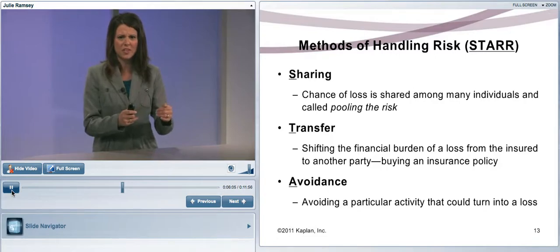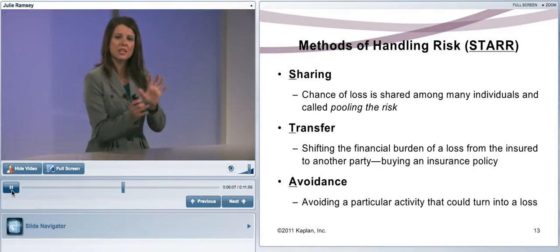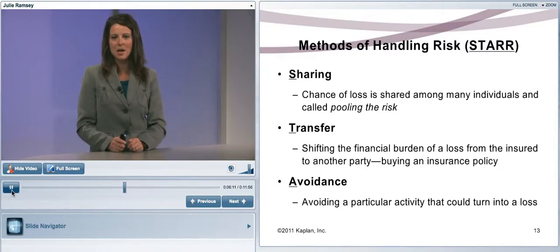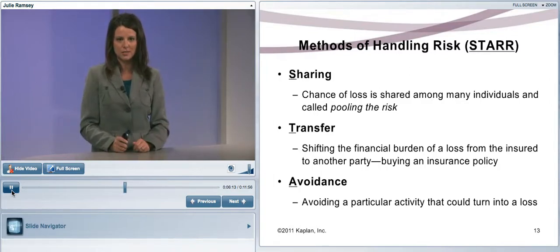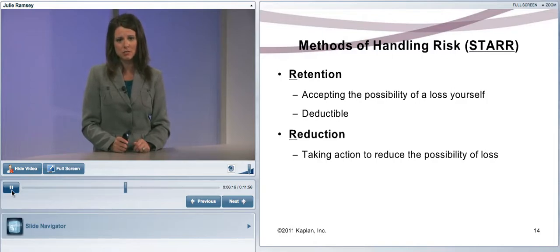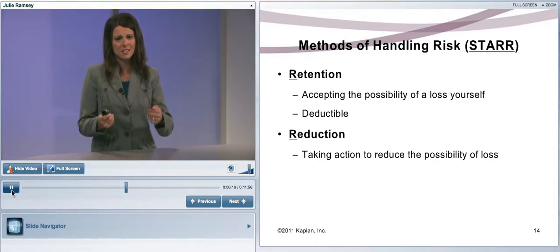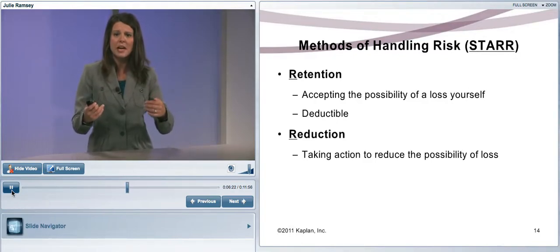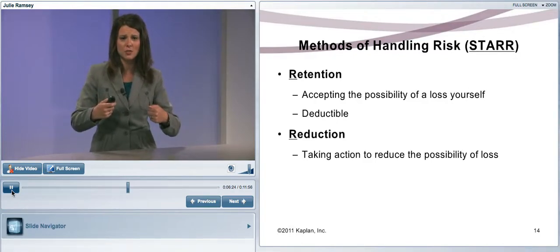How do we transfer the risk? It goes from the insured to the insurance company. A, avoidance. That means I'm going to avoid anything that's dangerous. R, retention. I want to retain some of the loss. We see this in health insurance where we have a deductible and we're retaining some of the loss.